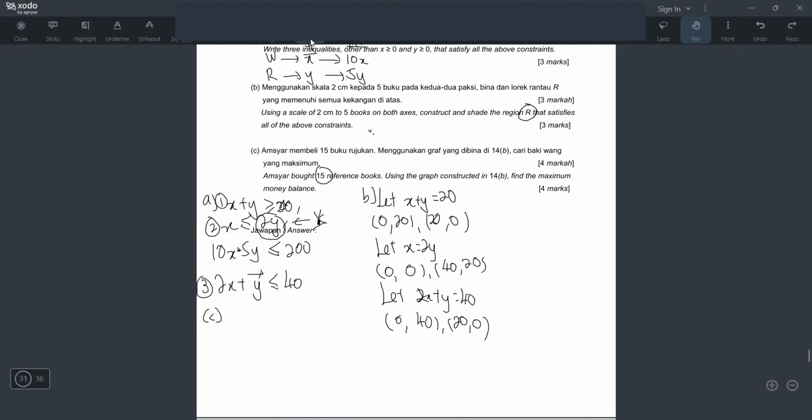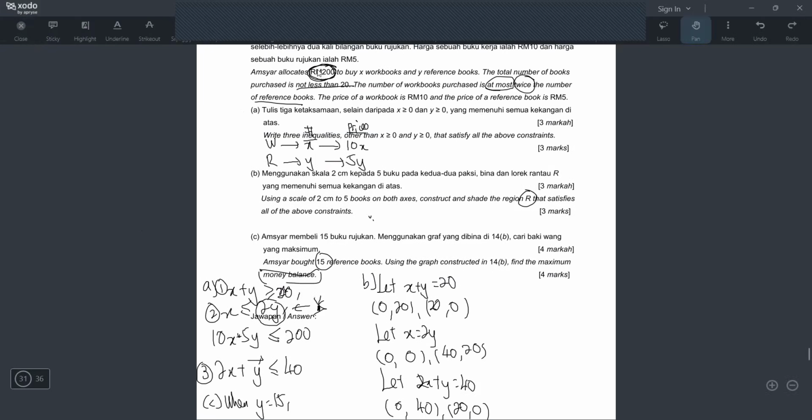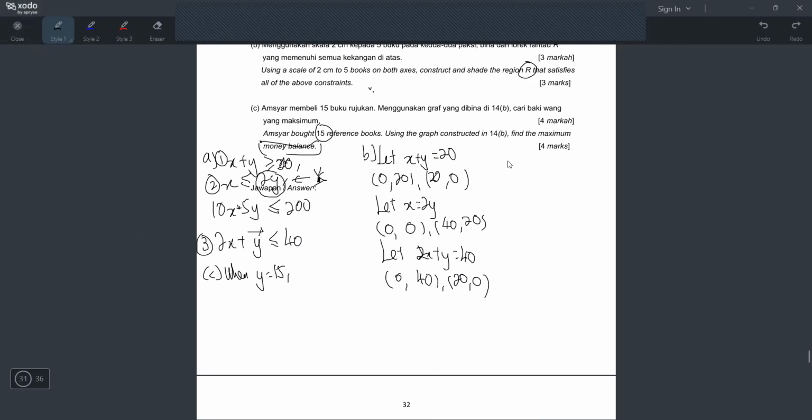So I think here I'll write when Y equals 15, right? And then it says here, using the graph constructed, find the maximum money balance. Okay, maximum money balance. Do you remember how much money he has? RM 200, right? So how can I find the money balance?